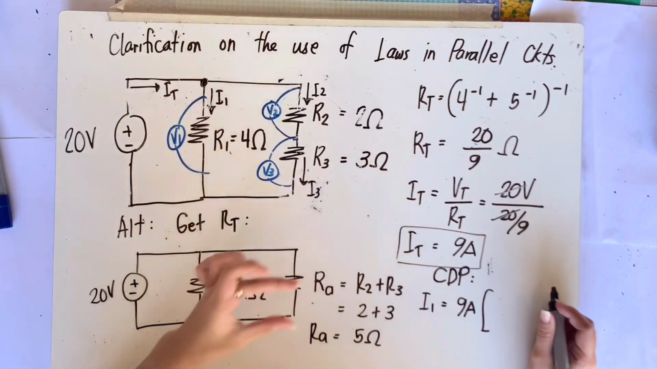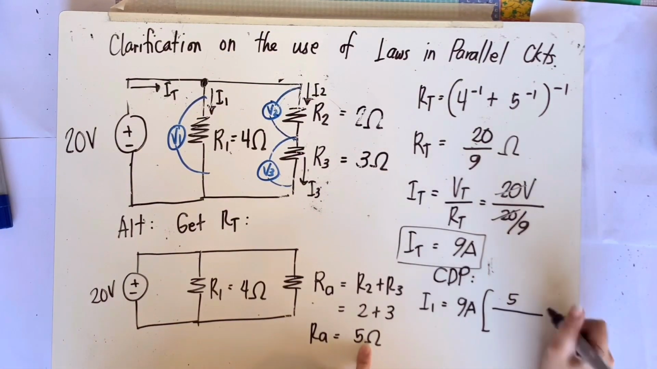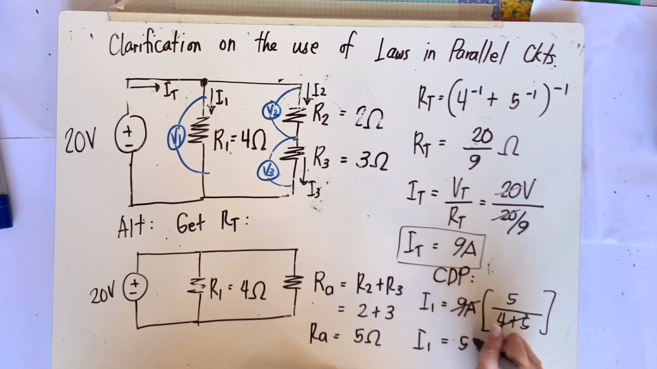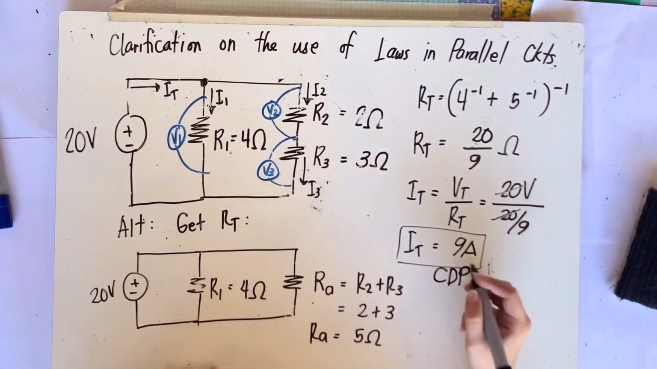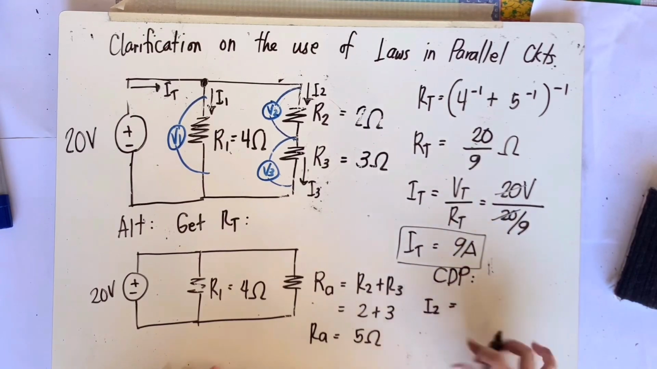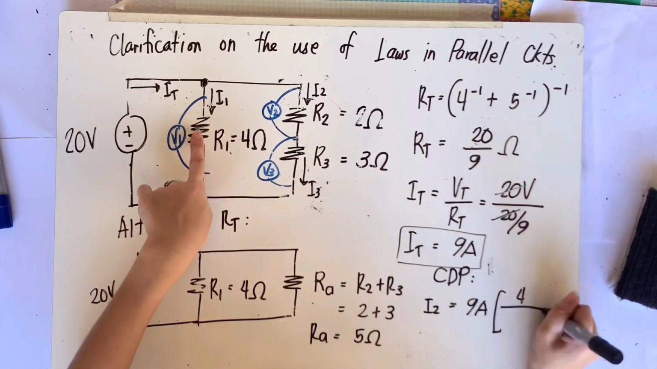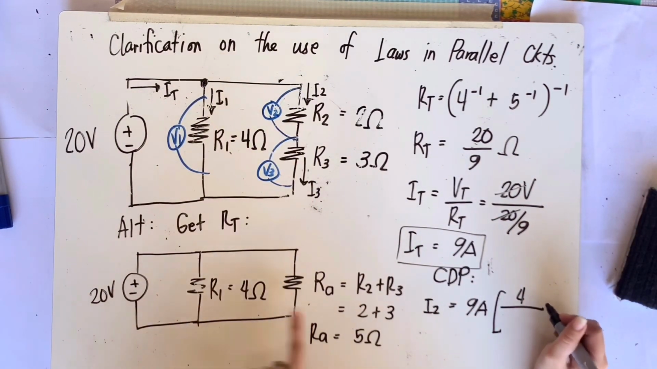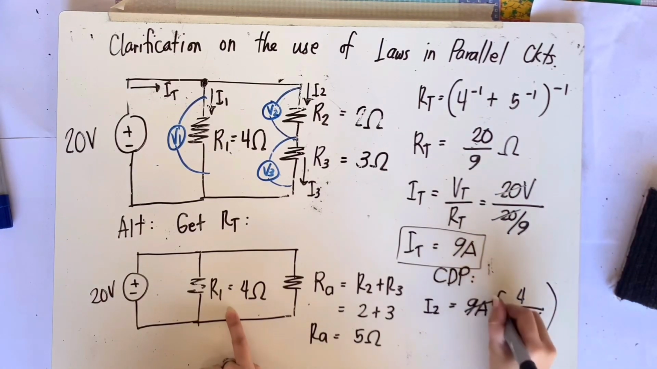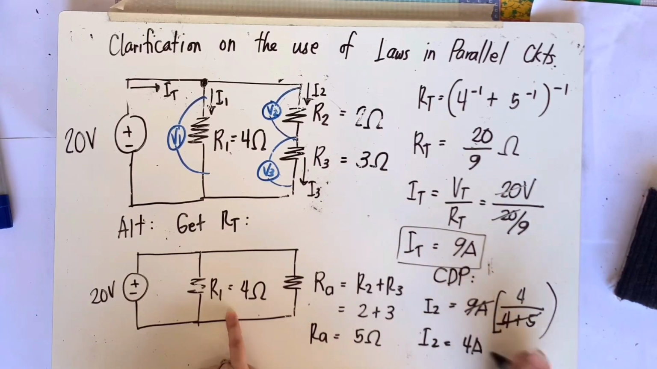But since it is a double resistor, it needs to be simplified. So, we use 5 ohms over the sum of the two parallel resistors, that would be 4 plus 5. Okay? So, I1 will be equivalent to 5 amperes, and that is the same answer we had in the previous solution. Then, for I2, let me use CDP again. We use the total current, that is 9 amperes, multiplied by, for I2, the other resistance, that's 4 ohms, divided by the sum of the two parallel branch resistances, that would be 4 plus 5 ohms. We get I2 equivalent to 4 amperes.